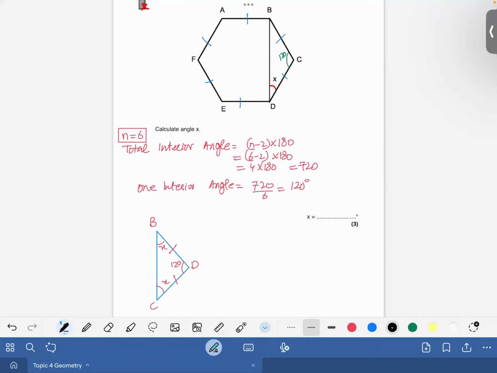Agree everybody or not? So we know that x plus x plus 120 should equal 180 degrees. So 2x is equal to 180 minus 120. 2x is equal to 60 degrees. So x is equal to 60 divided by 2, which is 30 degrees each. So the answer for x is 30 degrees.